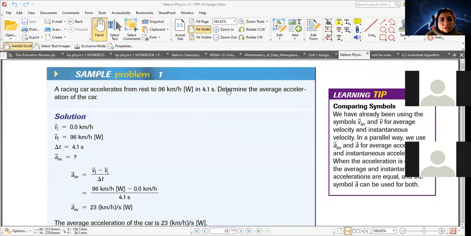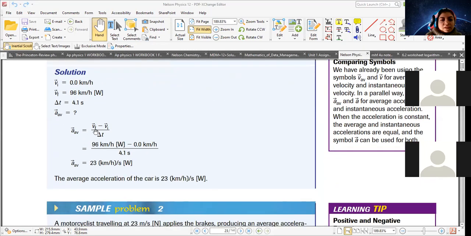Okay, so now this question: a racing car accelerates from rest. So initially the velocity is 0. It accelerates from rest to 96 km/h west. So the direction is west. 96 km/h is going to be your final velocity, and 4.1 seconds will be your time.